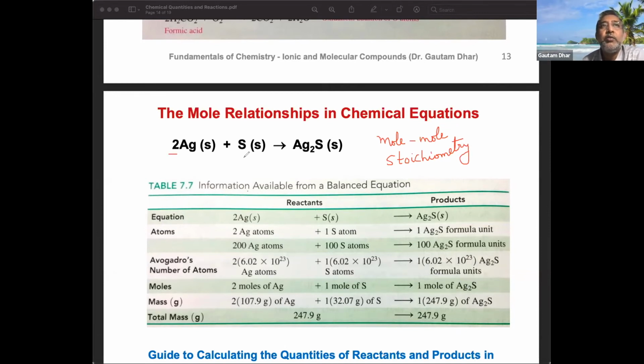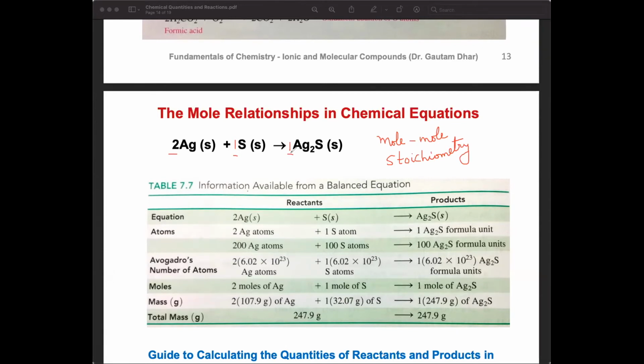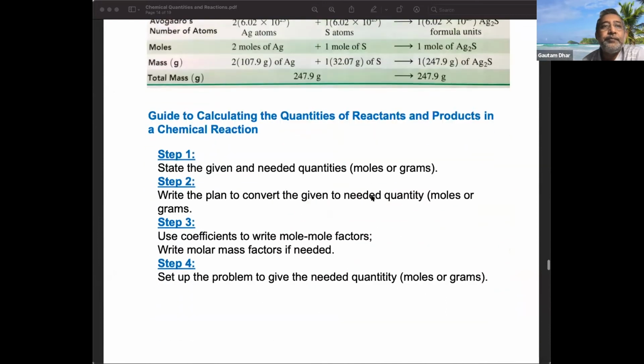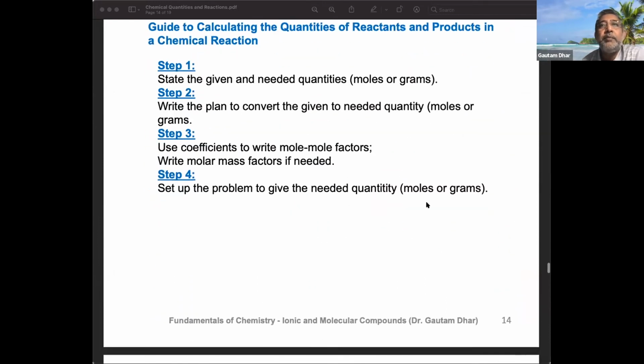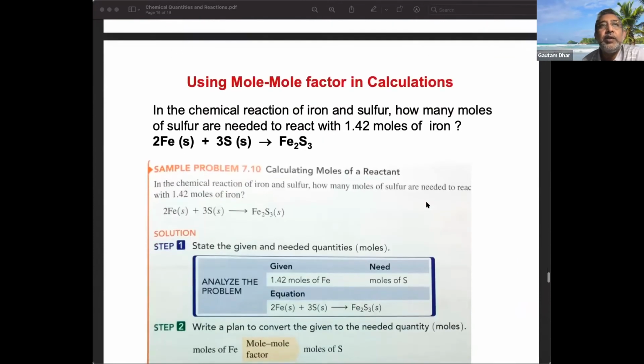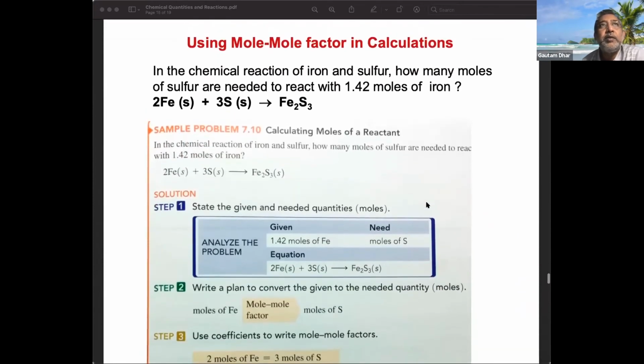Stoichiometry is two here, one here, and one here. This is the mole to mole relationship. That's the stoichiometry. So now everything is there in the equation already, and you just need to go ahead and use it. So set up the problem and just go ahead and use it. Now here we have a simple question.